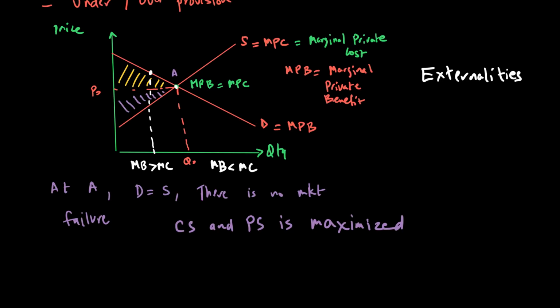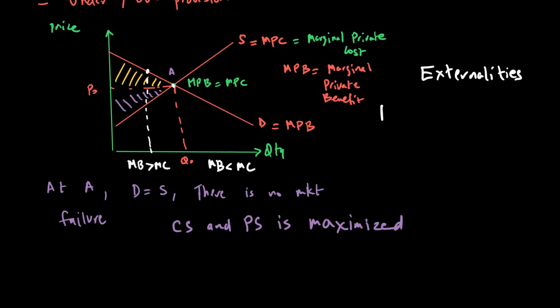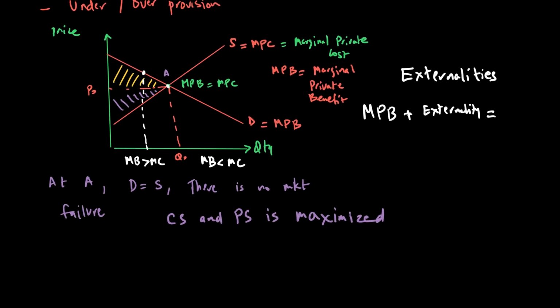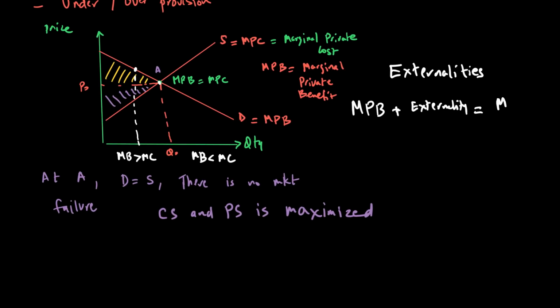we say if there is an externality, marginal private benefit plus what we call externality will be equal to exactly marginal social cost. Similarly, marginal private cost plus externality will be equal to marginal social benefit. This is marginal social benefit and this is marginal social cost.